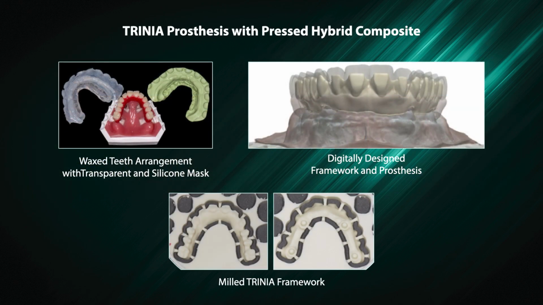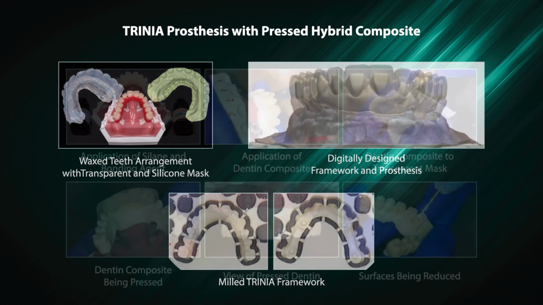TRINIA prosthesis with pressed hybrid composite. In the first image we can see a waxed teeth arrangement with both a transparent and silicone mask. The second image is that of a digitally designed framework and prosthesis. The last image is a milled TRINIA framework.